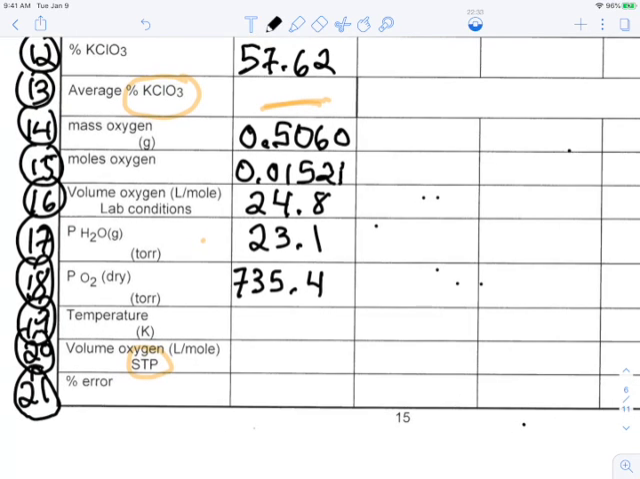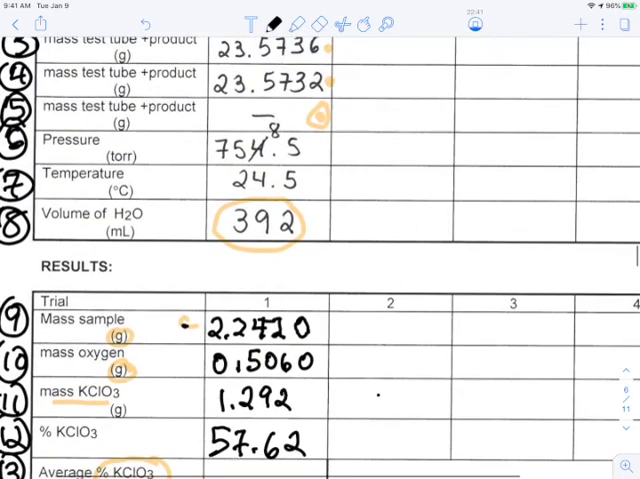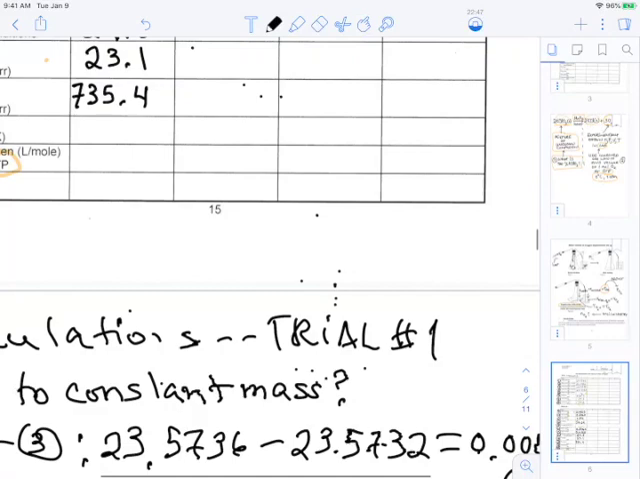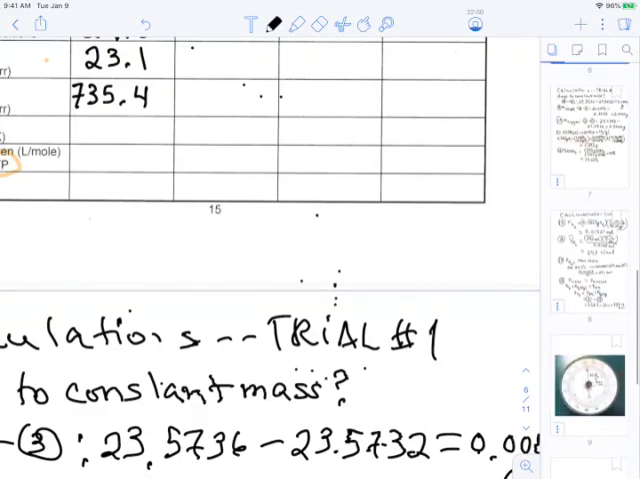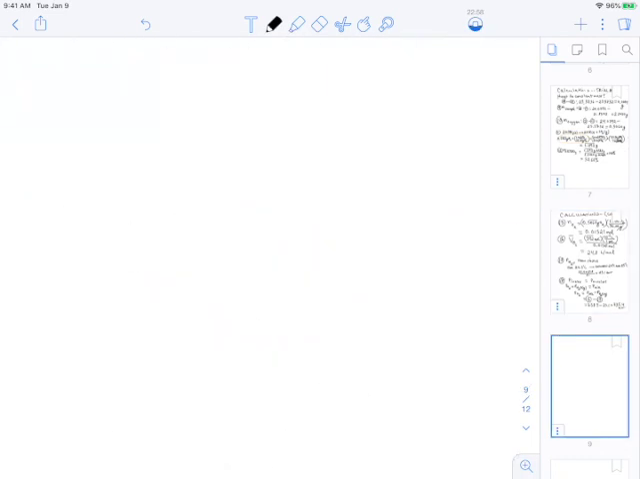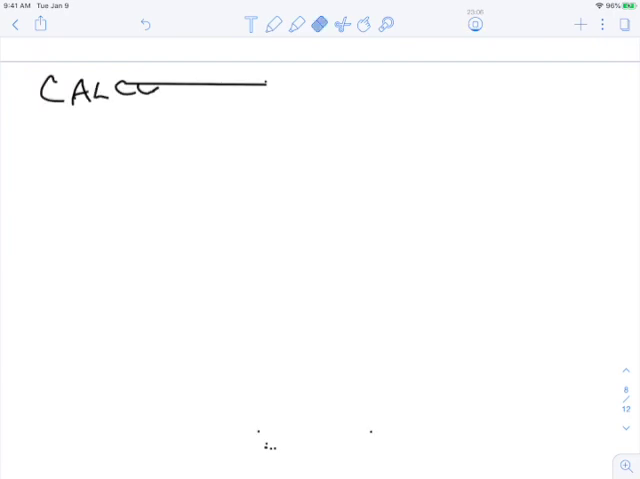Now our next calculation involves changing the temperature into Kelvin, because when we use the gas laws, we have to go to Kelvin. The temperature was 24.5 degrees Celsius, so I'm going to have to convert that into units of Kelvin. I'm going to add another page here, and we're going to continue our calculations on this page. So this is calculations, continued.